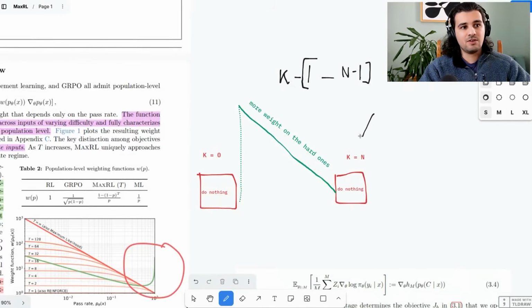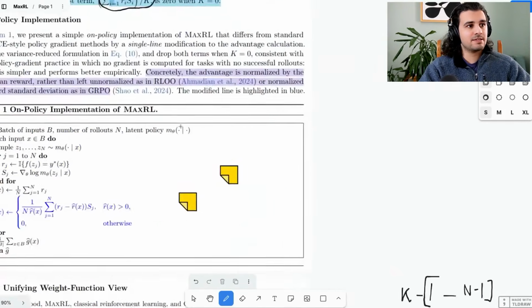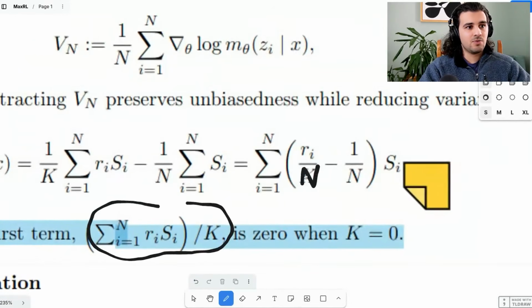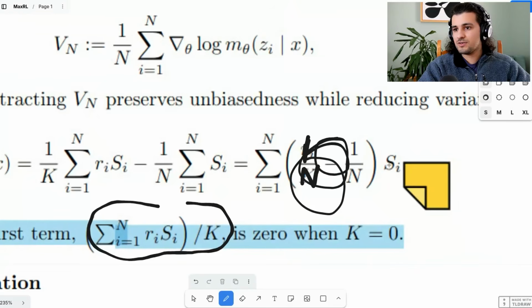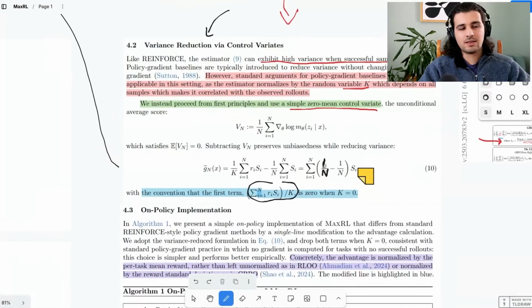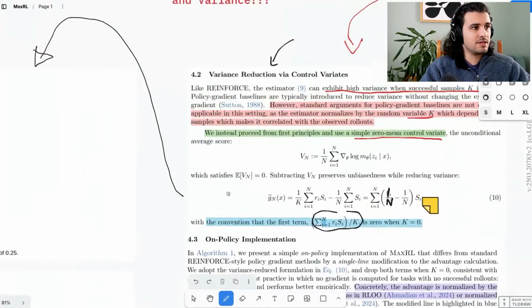If everything worked, you also get that for free. If you have an n over here and the reward is all 1, you're going to have 1 divided by n minus 1 divided by n, which is 0, whatever the score function gives you. So all of this will be 0 if all of the samples are correct. You get this for free with this situation.